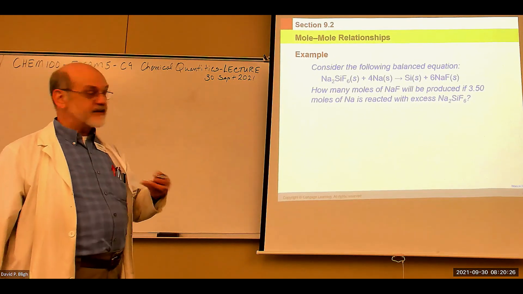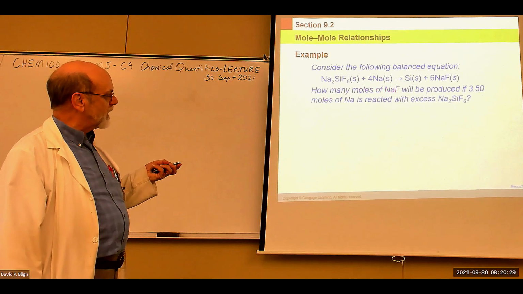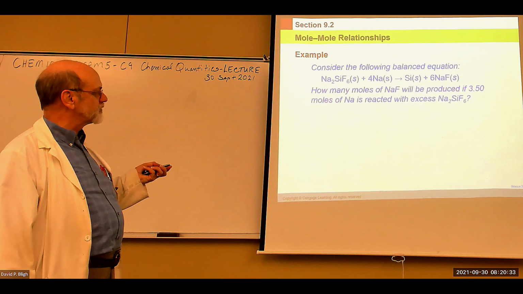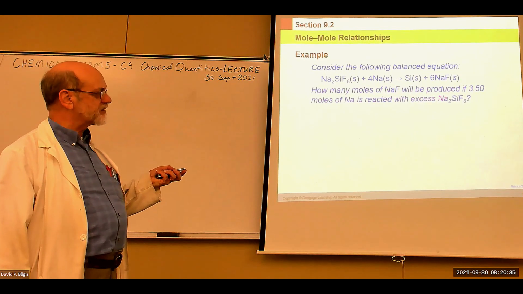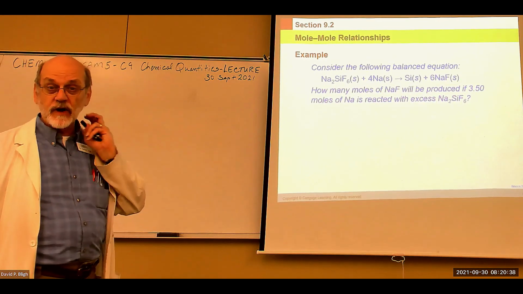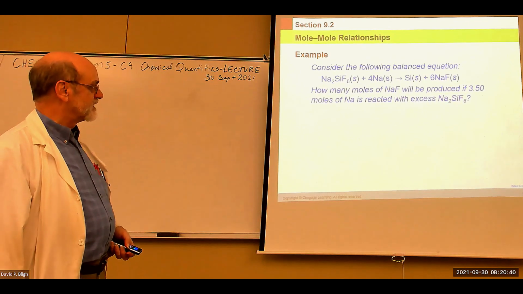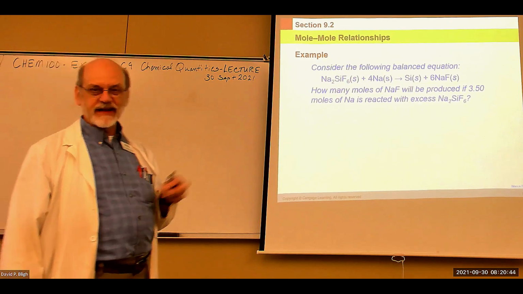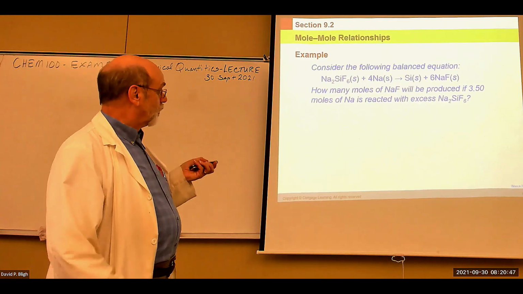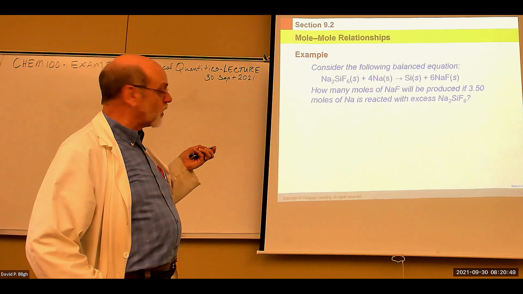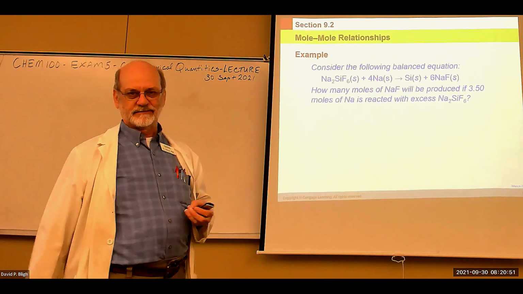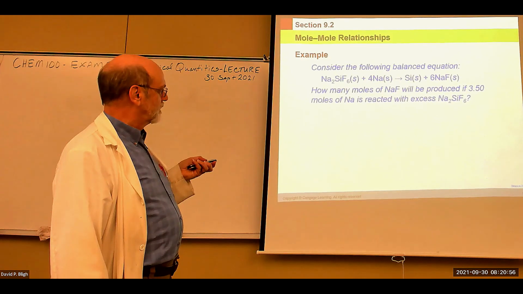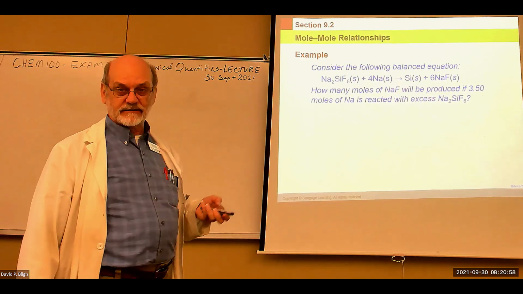Okay, the question in this case is, how many moles of sodium fluoride will be produced if 3.5 moles of sodium is reacted with excess sodium silicon fluoride? So in this case, we're saying that we got plenty of that, right? It'll never run out. What we're going to do is take 3.5 moles of sodium and use it all up. So if we use that all up, how much sodium fluoride do you get?